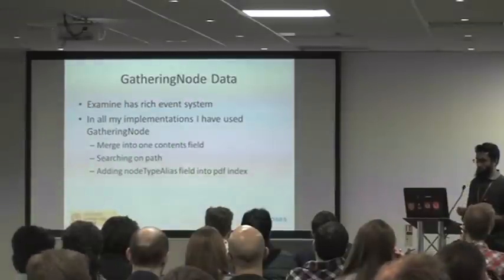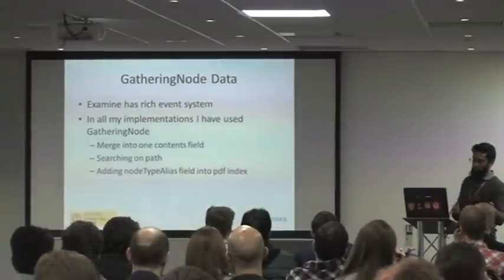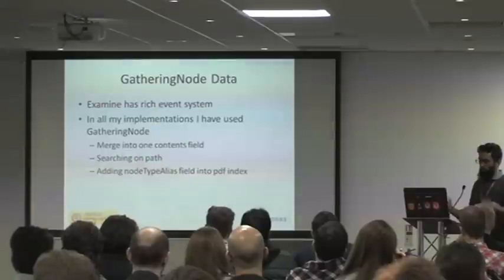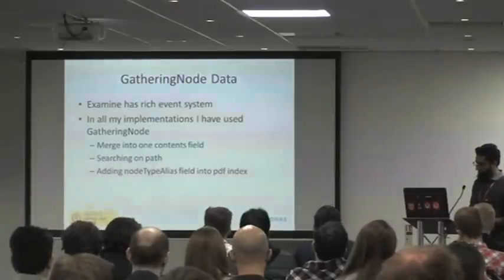the one that you get out of the box, all you end up with is the actual file contents of the PDF, but it may be you need some other additional fields in there. You can use gathering node data to get some of that data in there.